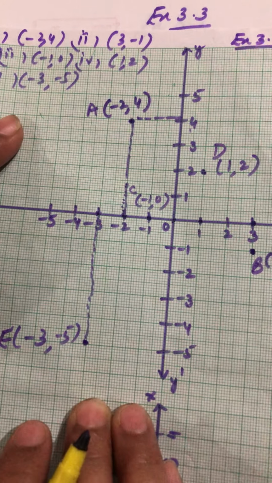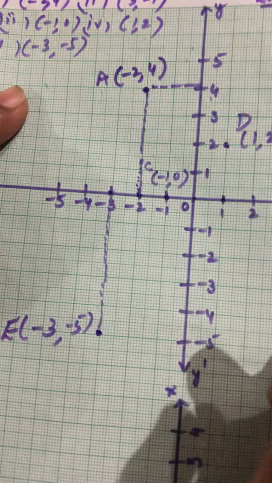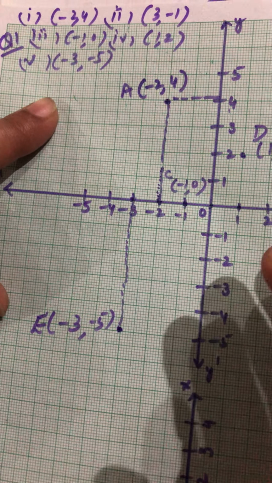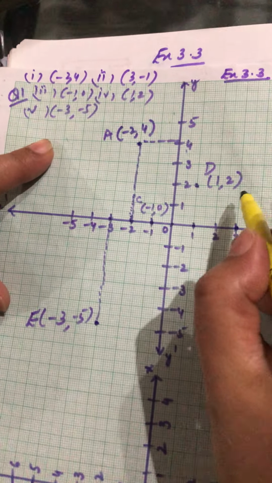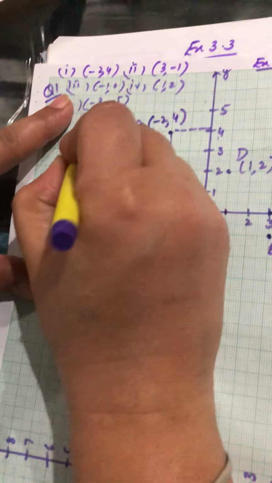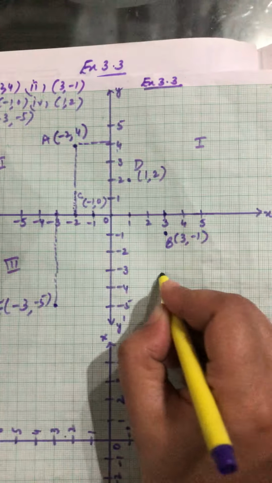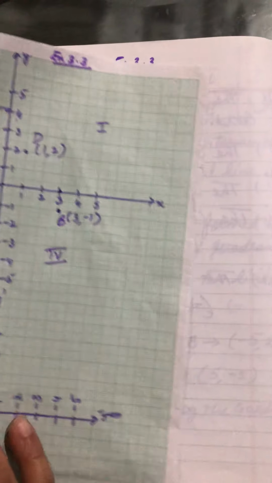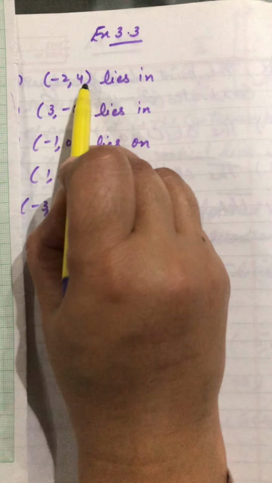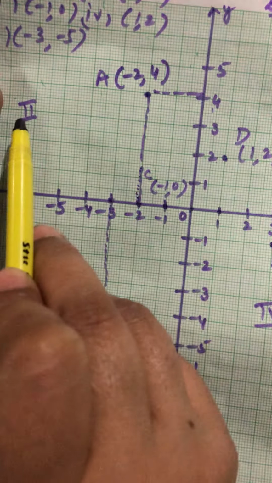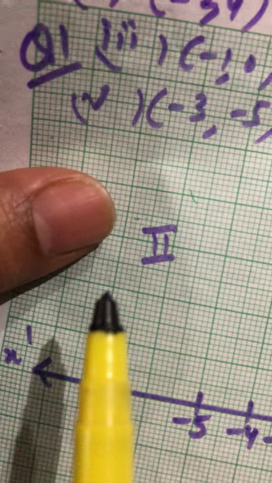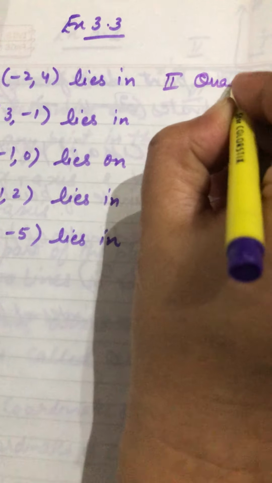So these are the points, the way of plotting these points. Now we have to tell in which quadrant these points lie. So you can see this is first quadrant, this is second quadrant, this is third quadrant, and this is fourth quadrant. Now you can see minus 2 comma 4 lies here. You can see it is coming in second quadrant, so it lies in second quadrant.